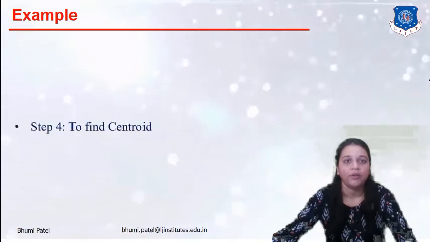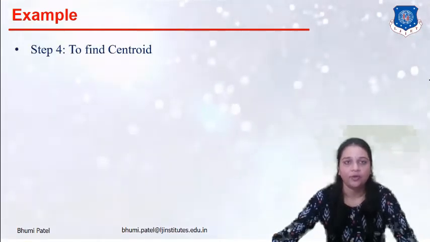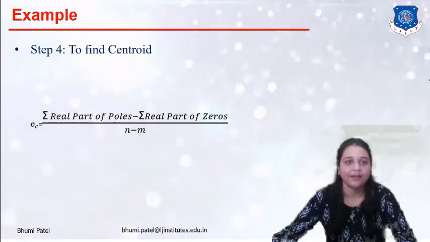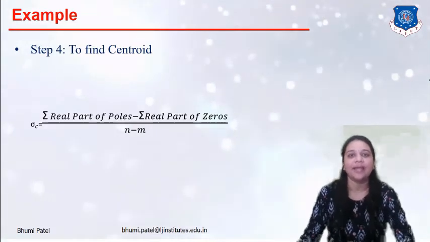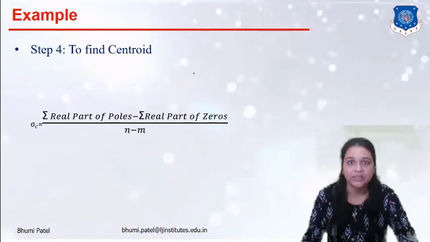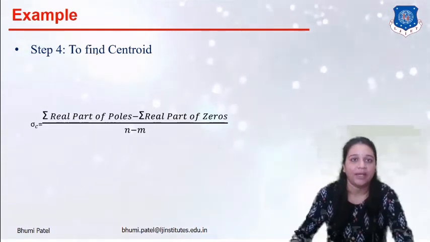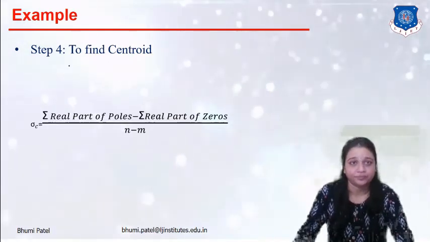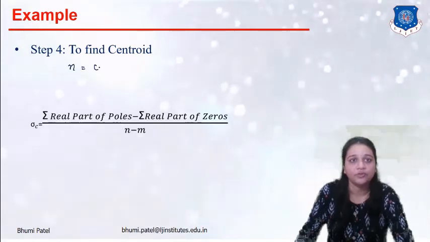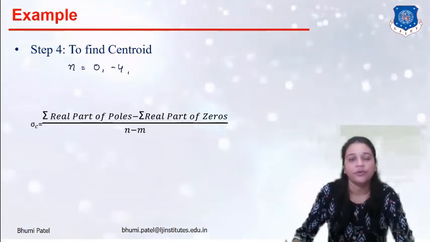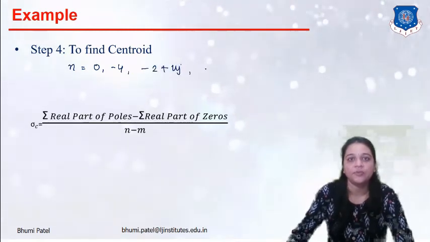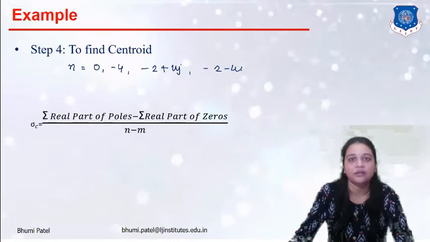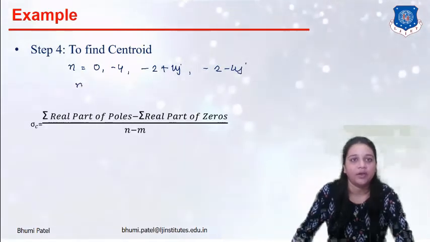Now the rule number 4 is to find the centroid. The equation of the centroid is equal to the summation of real parts of the poles minus the summation of the real parts of the zeros, divided by n minus m. Here the poles are 0, minus 4, minus 2 plus 4j and the last pole is minus 2 minus 4j, and m is equal to 0.